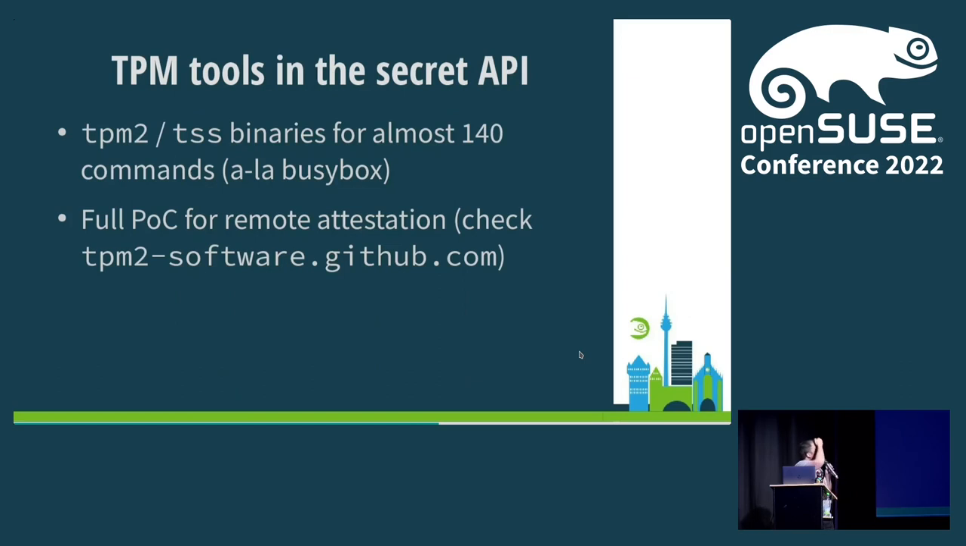But there is another API, a CLI tool, so command line tools. Actually, there are two binaries, tpm2-tools and tpm2-tss. Using a system very similar to BusyBox, you can create links to those binaries with different names, and you can explore about 140 different commands. It's super useful to prototype applications and to understand how TPMs work.